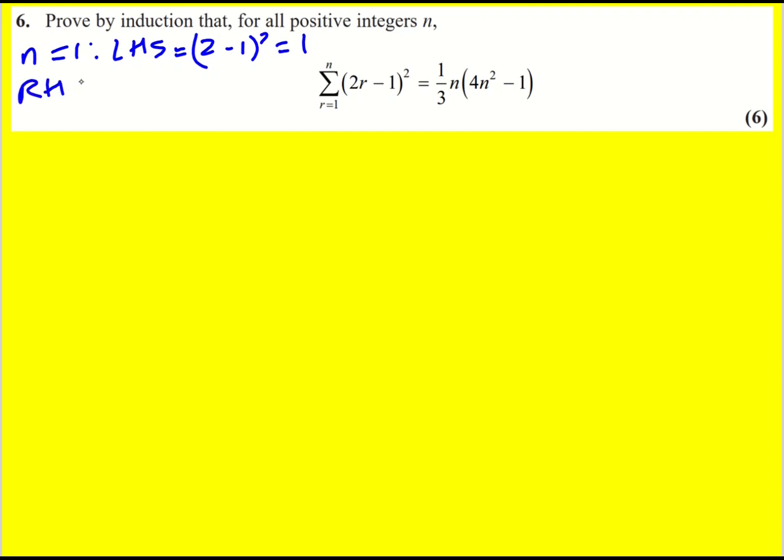Then the right-hand side is going to equal a third times 1 times (4 times 1 squared minus 1). That's going to be 3. We're going to get 1 there as well. So true for n equals 1.